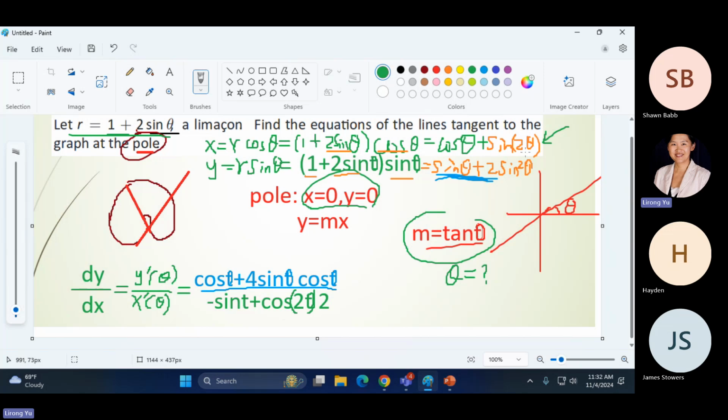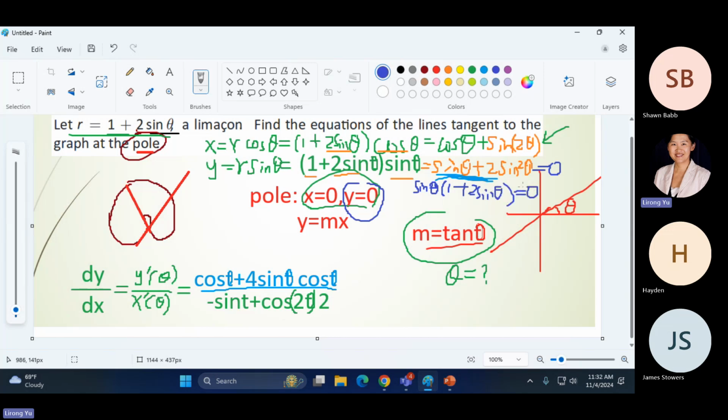So we go through this one. It looks like 0 is not good. To make it equal to 0, we can't make theta equal to 0. Let's solve this point. Let's go by y equal to 0. So this equals 0, and that means sine theta times 1 plus 2 sine theta equals 0. And we factor this so we can separate them.